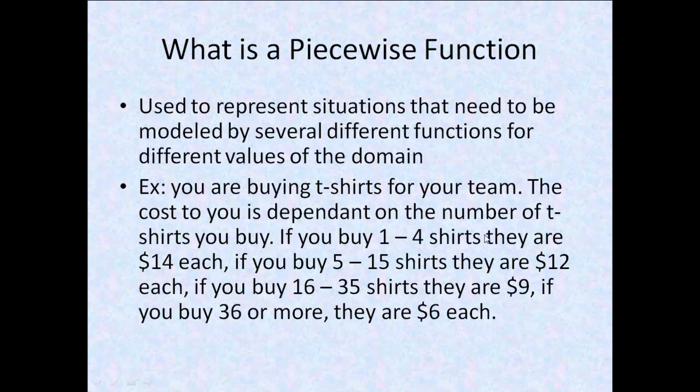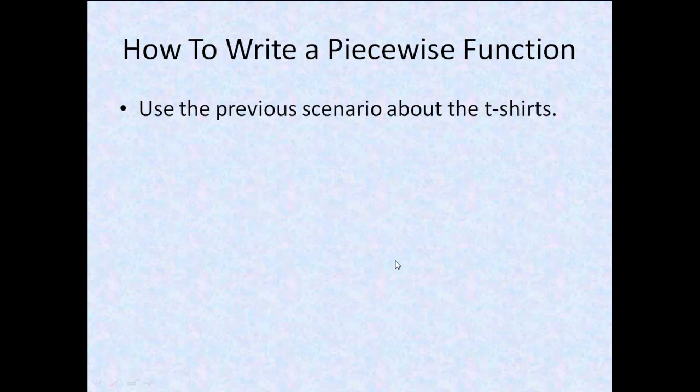So this is a situation in which our cost is completely dependent on our domain values. It's dependent on how many shirts we buy. So what we're going to do is look at how you write a piecewise function, and we are going to use that t-shirt example.